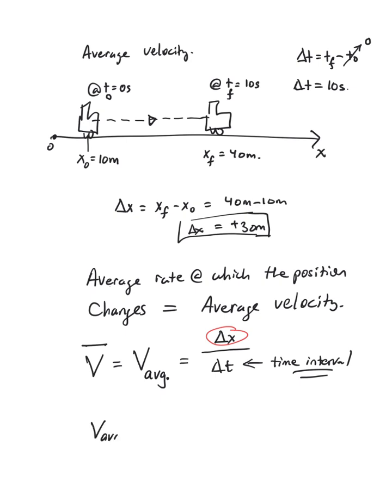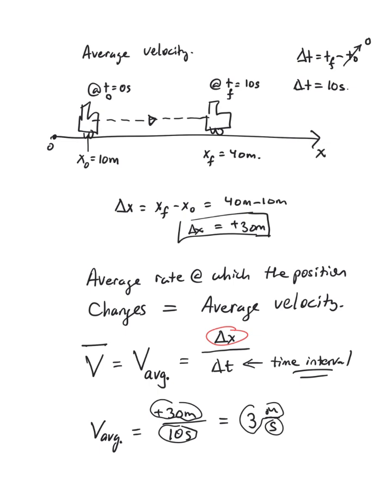So we can now define our average velocity as 30 meters of displacement to the right divided by 10 seconds. So there's 30 meters of displacement, and it took 10 seconds for that displacement to occur. So our average velocity is 3, 30 over 10 is 3, and the units would be meters per second. So on average, this car traveled 3 meters every 1 second for 10 seconds.